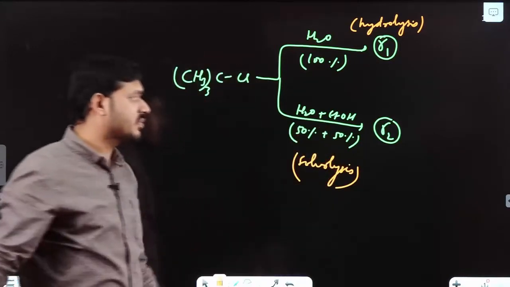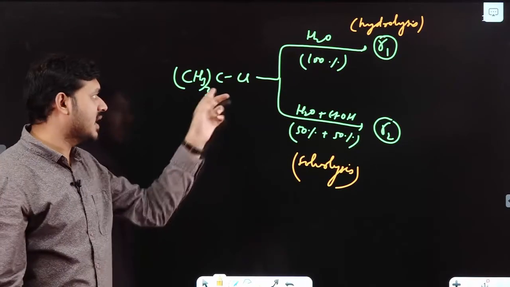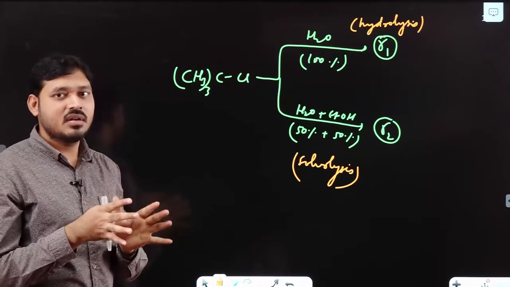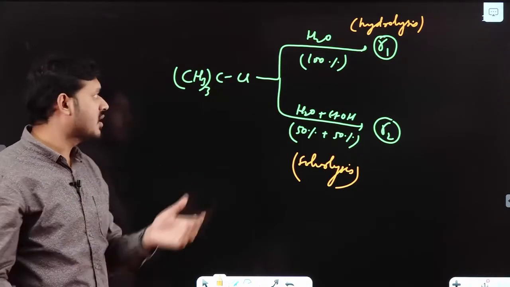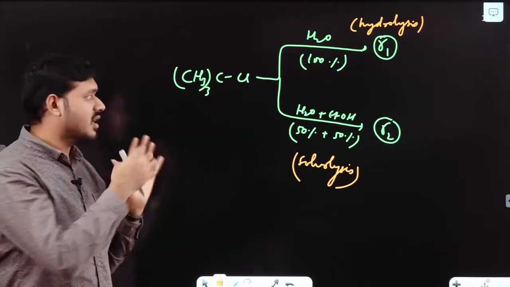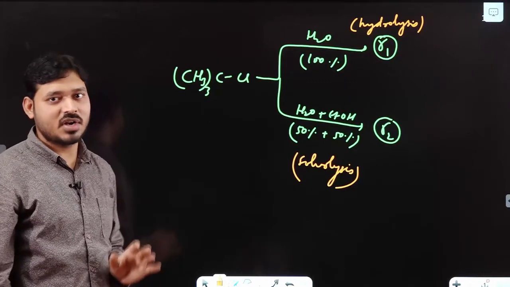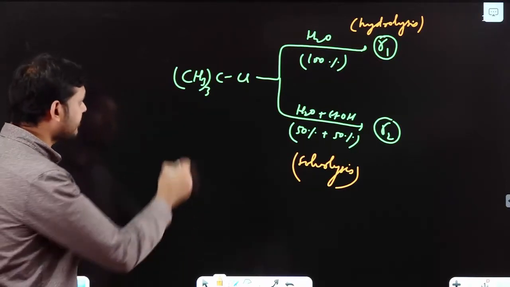Means the interaction of this solvent, water plus ethanol, with this carbocation generated as well as chloride ion formed. Now that interaction releases some amount of energy, and that energy is used for initiation and for the occurrence of this SN1 reaction. Remember, okay. See, if I say in general, then what happens?